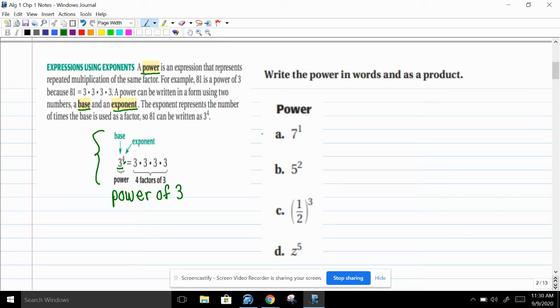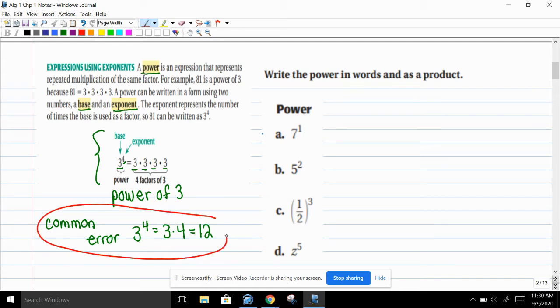Okay, so with this numerical expression we got right here, we got 3 to the 4th power. That means you have 1, 2, 3, 4 factors of 3. The common error, and I'm sure you've seen this before, is that 3 to the 4th power is equal to 3 times 4, which is 12. That's no good. So I'm going to circle that and put a slash through it. 3 to the 4th power is not 3 times 4.